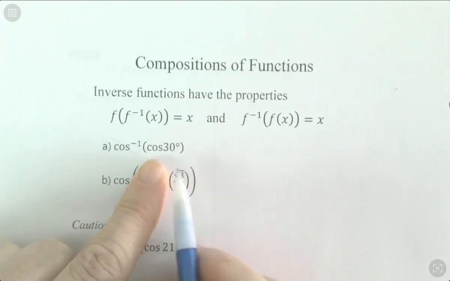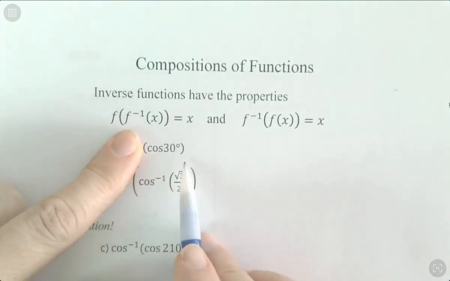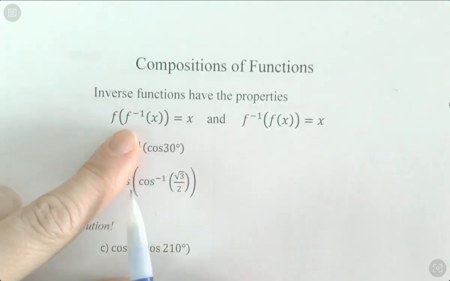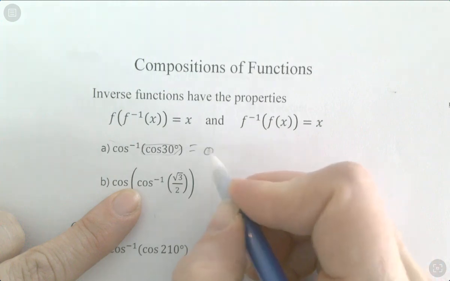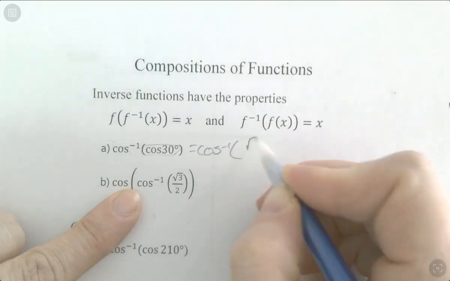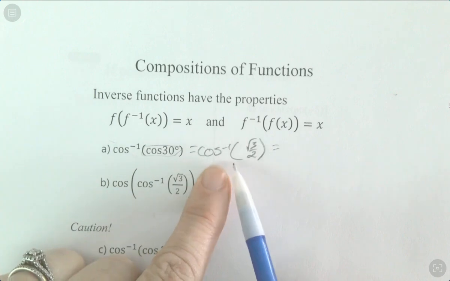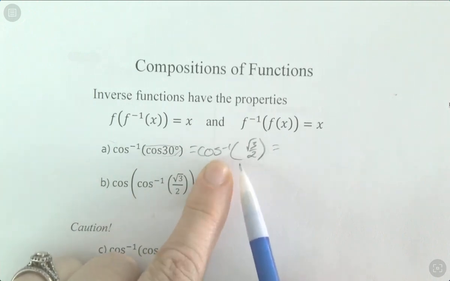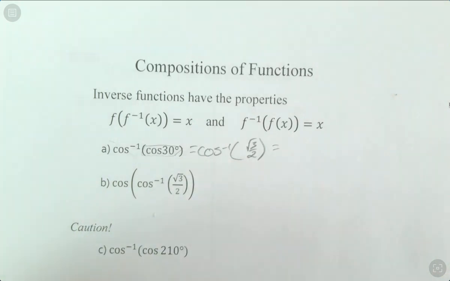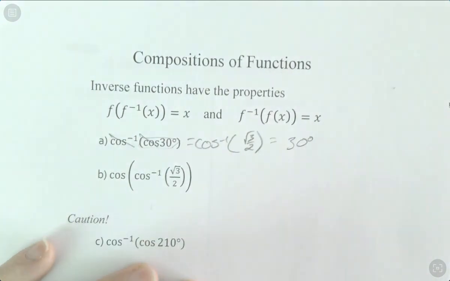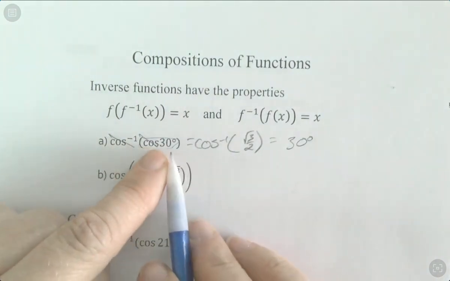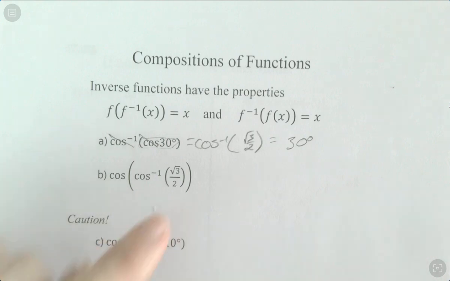So looking on the unit circle, what is the value of cosine of 30 degrees? Root 3 over 2. So I'm just going to replace the cosine of 30 degrees with root 3 over 2. So now we're looking at the inverse cosine of root 3 over 2. So now let's work with this. It's saying, what angle has a cosine of root 3 over 2? 30 degrees. So in that case, we could have just crossed those out and just said 30 degrees. And if they give you an angle in degrees, you need to answer in degrees. If they give you something in radians, you need to answer in radians.